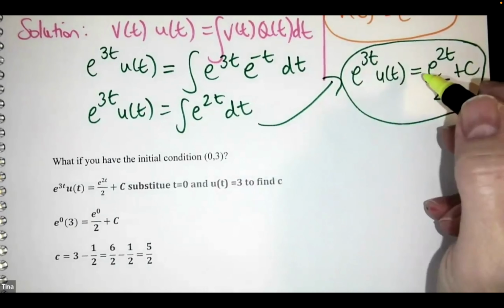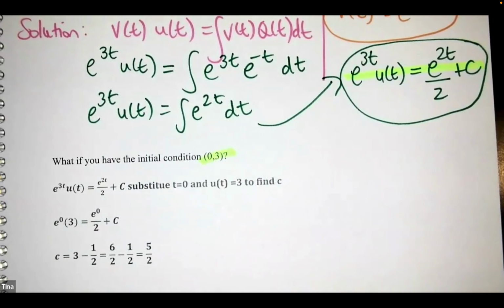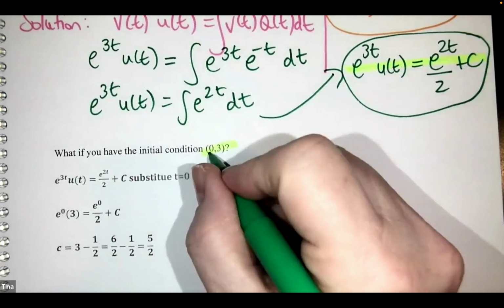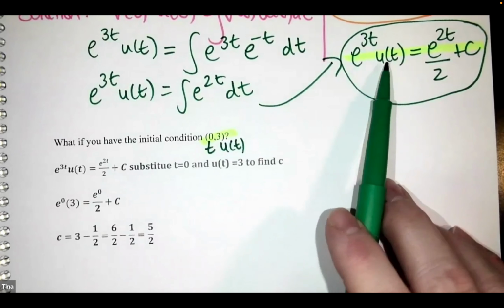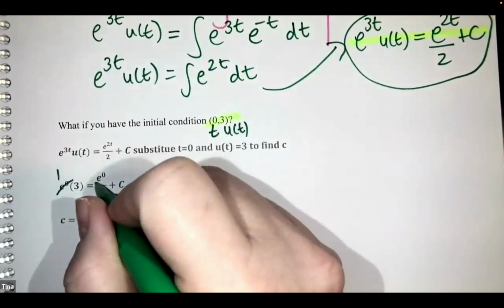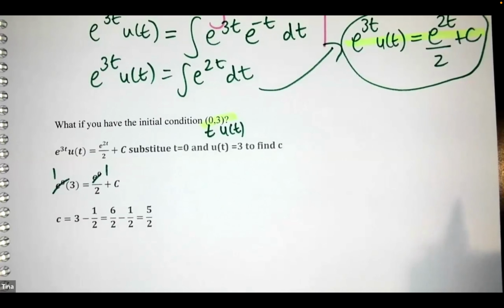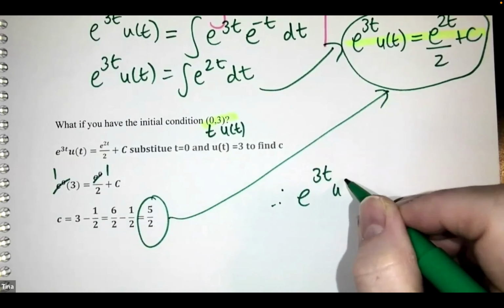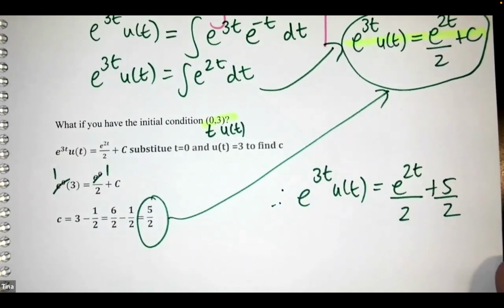It's easier to solve from this before you actually solve for u for the initial condition. So it's easier to just put it in before you divide. It's up to you. You'll get the same answer, but it's a little harder sometimes. So t is 0 and u of t is 3. So e to the 0 times 3 equals e to the 0 over 2 plus c. That's 1, that's 1. So c is 3 minus a half, or 6 halves minus 1 half is 5 halves. So if I put my c back in there, I've got e to the 3t times u of t is e to the 2t over 2 plus 5 halves.